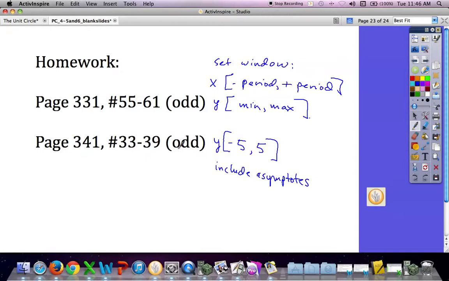The second page is tangent, cotangent, secant, cosecant. And again, we'll use the same x coordinates, but for the y coordinates, go between -5 and 5 and include asymptotes on all of these graphs because they all have asymptotes.